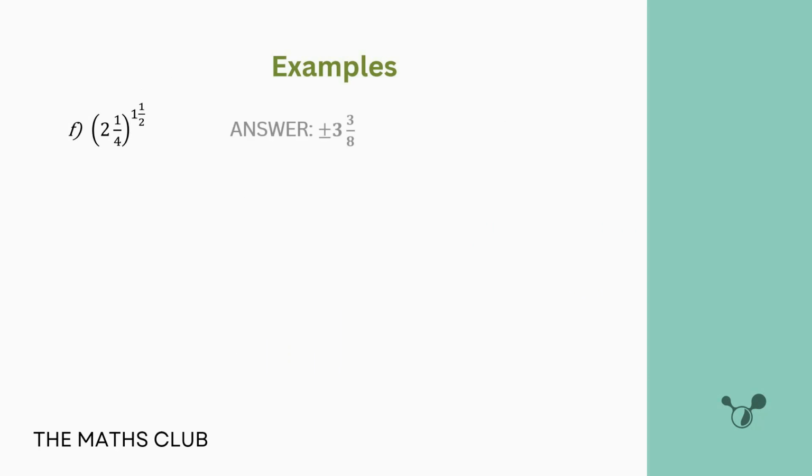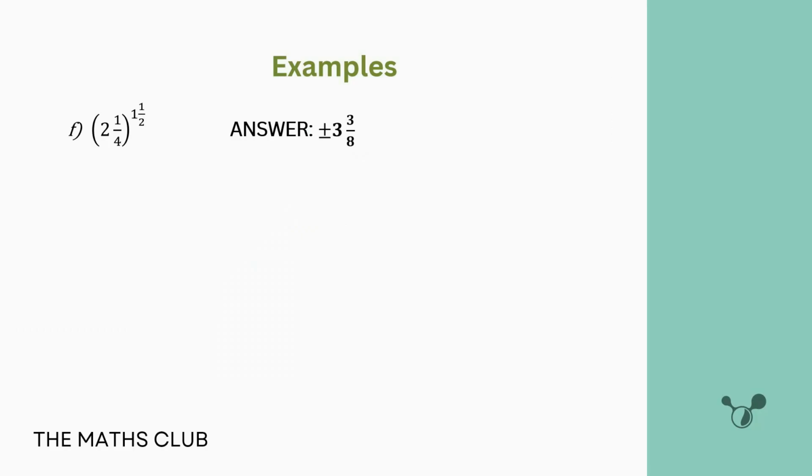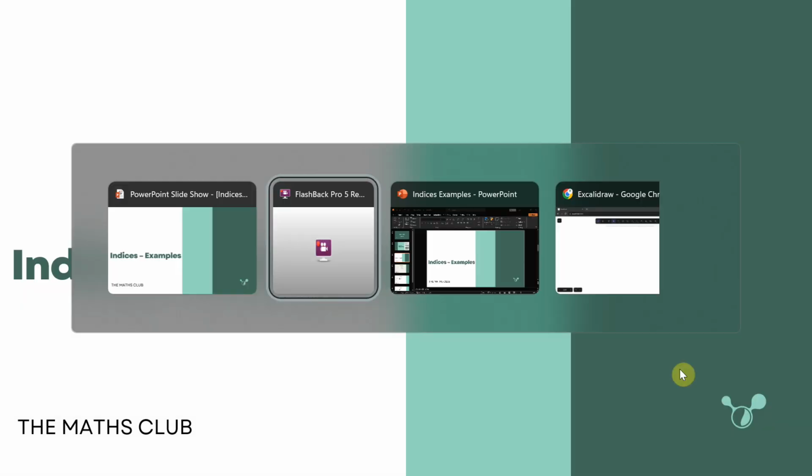Let's see our answer. The left is in mixed numbers. Let's do that. So 27 divided by 8 is 3 with a remainder of 3. So that's 3 and 3 over 8. So plus or minus 3 and 3 over 8. That's the solution to this particular question.